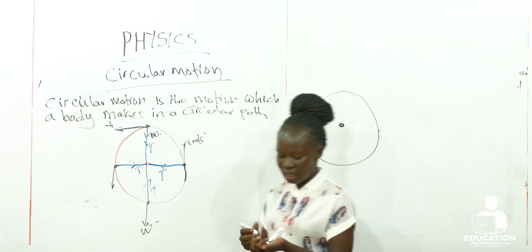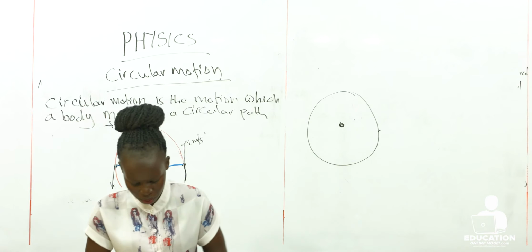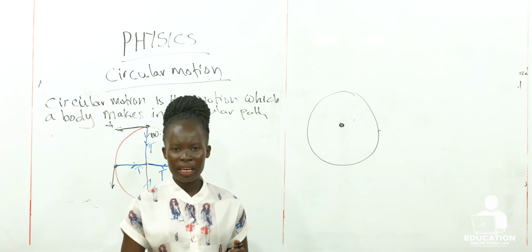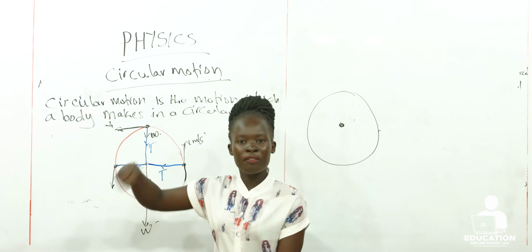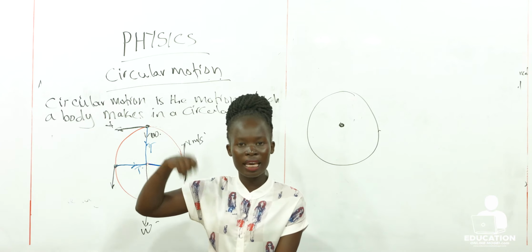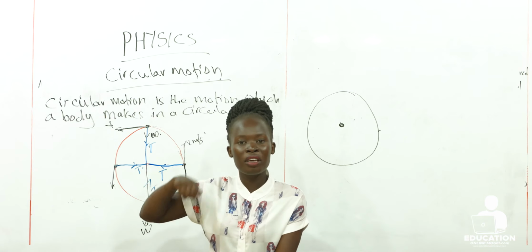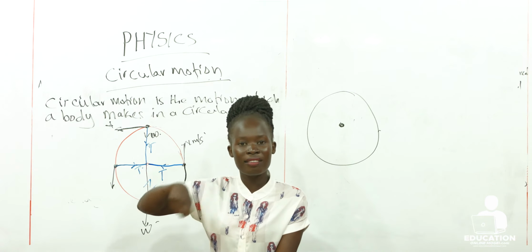So if you see this, you find that the circular motion has an acceleration, because if you're swinging a body, that means you've given it velocity and you have accelerated it.